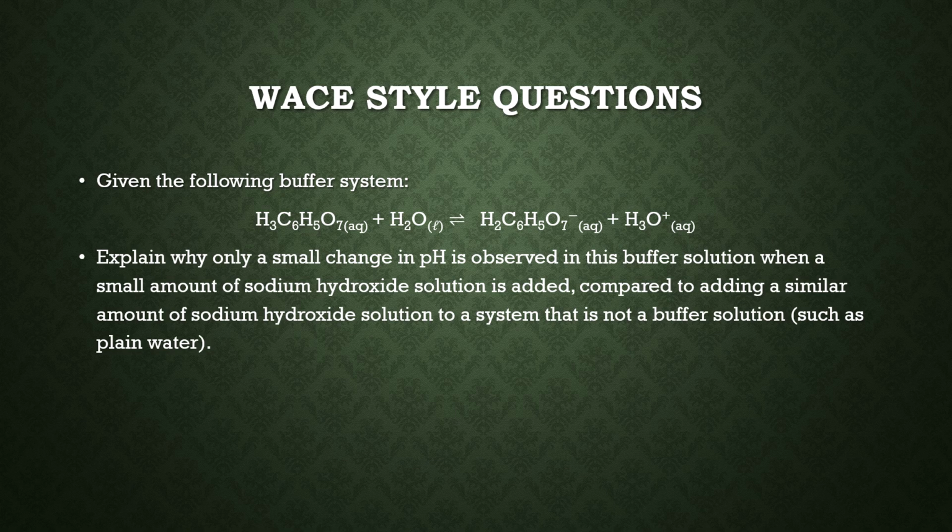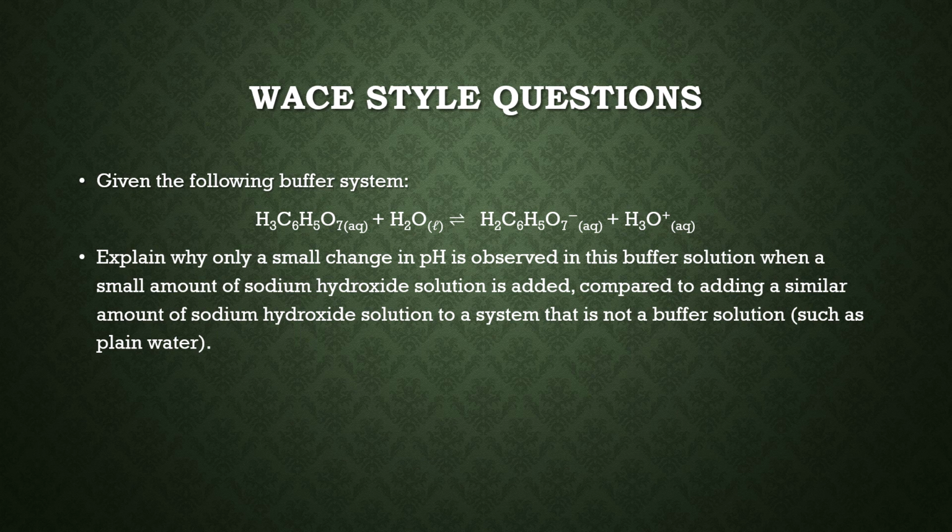So here's an example. Given this buffer system, we have that weak acid, H3C6H5O7. And as I said, put it into the hydrolysis equation with water and take one hydrogen off it and form the anion, which is the conjugate base, and hydronium ions. So the question is, explain why only a small change in pH is observed in this buffer solution when a small amount of sodium hydroxide solution is added, compared to adding a similar amount of sodium hydroxide solution to a system that's not a buffer, such as water.